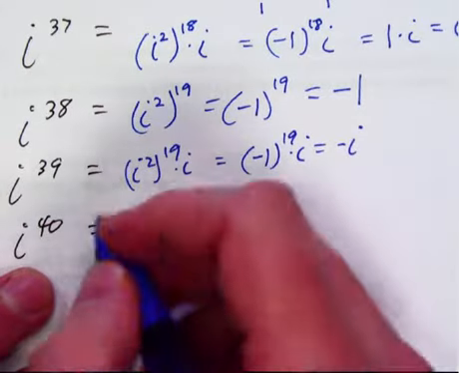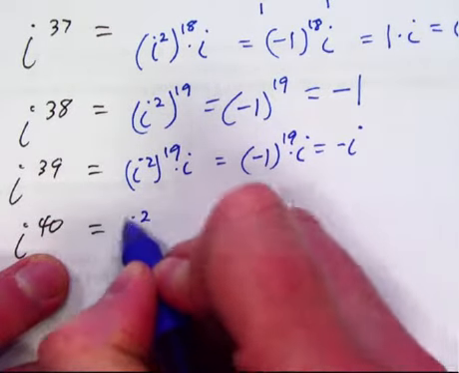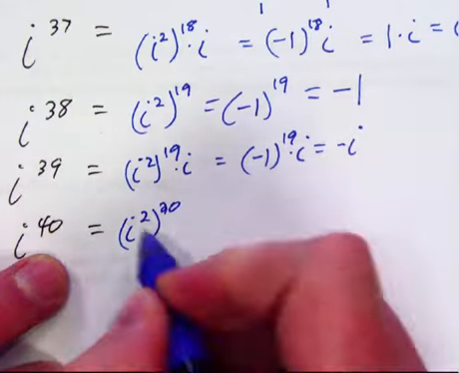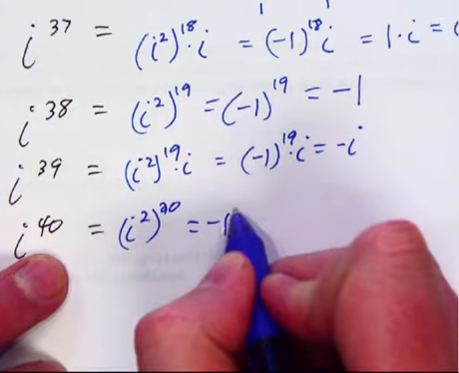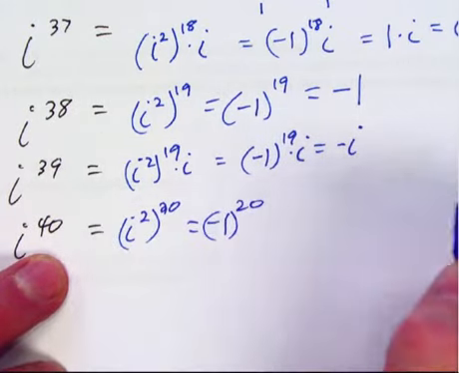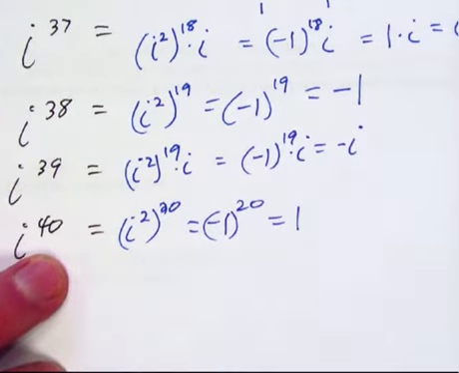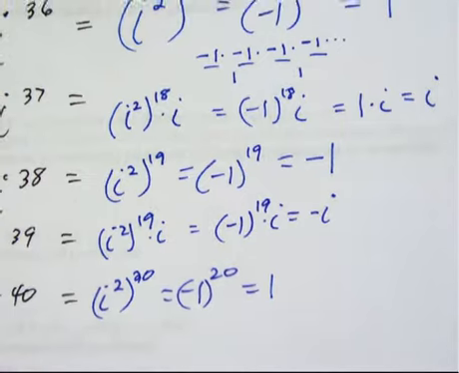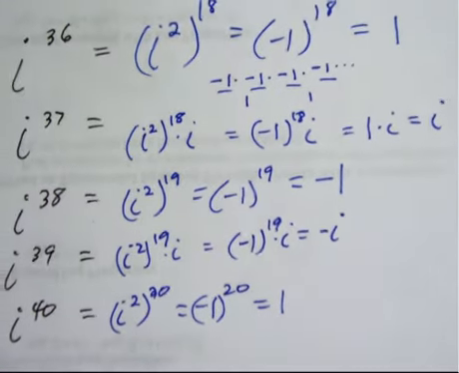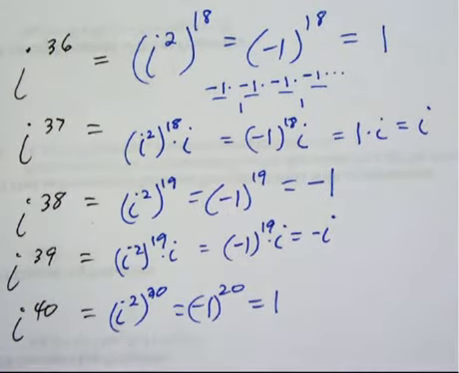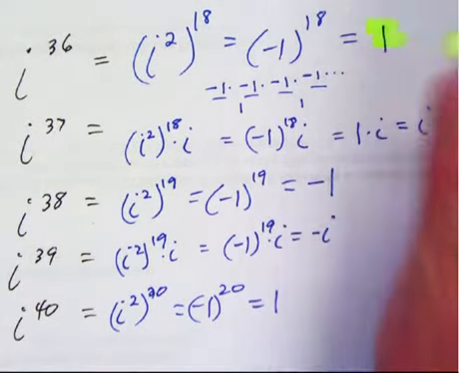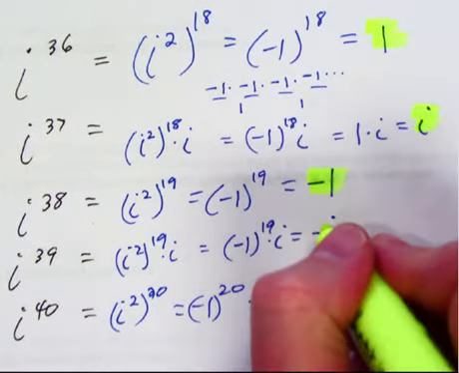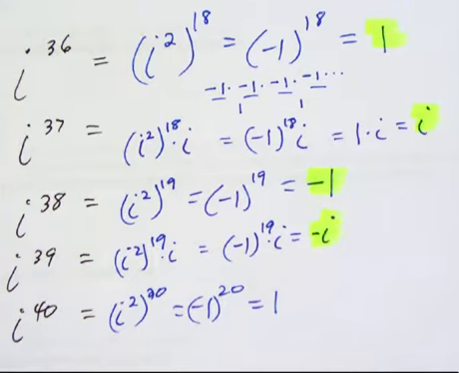Just for fun, let's keep going. i to the 40th, that would be i squared 20 times. Well, that's -1 20 times. Well, that's going to be +1. And the pattern starts over again. So the only 4 possible answers you can get when you do any of these questions is you're either going to have the answer is going to be +1, like this, +i, -1, or -i. Those are your only 4 choices.